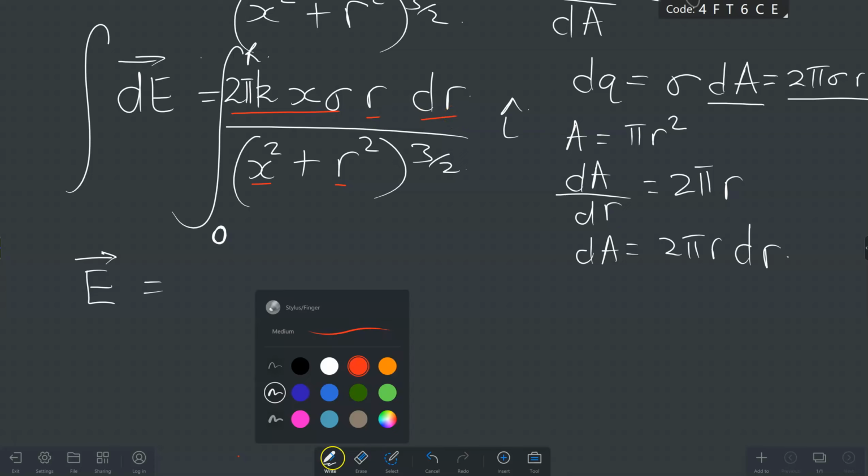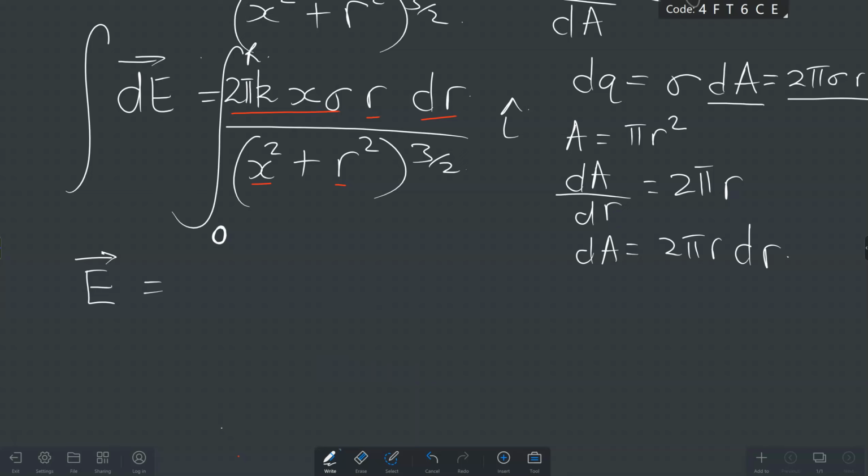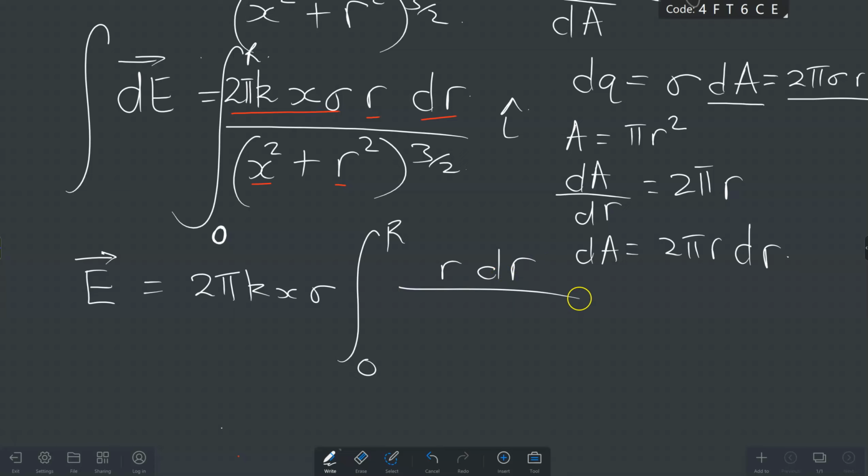So what we're going to do is put all constants outside. We'll have 2 pi k x sigma, and then we say over what? This thing here, we're not going to put it outside because it has our r inside. So we're just going to put 2 pi k x sigma outside. Then we'll have the integral from 0 to capital R of r dr over x squared plus r squared to the power 3 over 2.